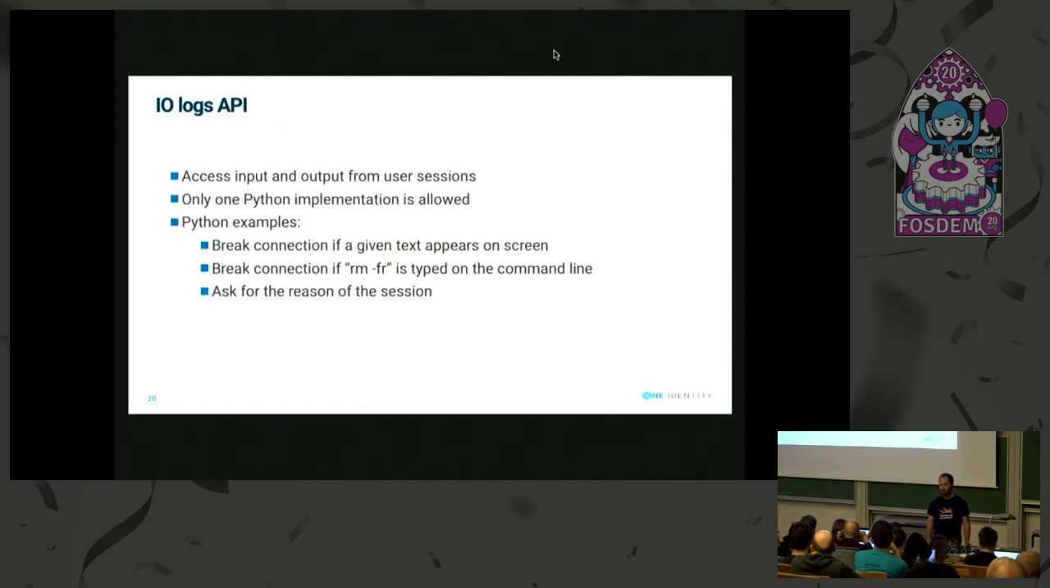The next API is IOLOGS. This is related to session recording, as it means that you get access to all input and output of your sudo command. At the moment, only one Python implementation of IOLOGS is allowed, but it will be changed soon. There are quite a few possibilities of what you can do using the IOLOGS API. For example, break the session if given text appears on screen, or when someone types rm -fr on the command line, or you can even use it to ask for a reason why someone is starting a session.